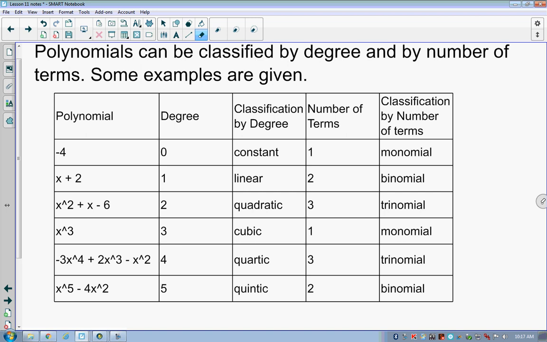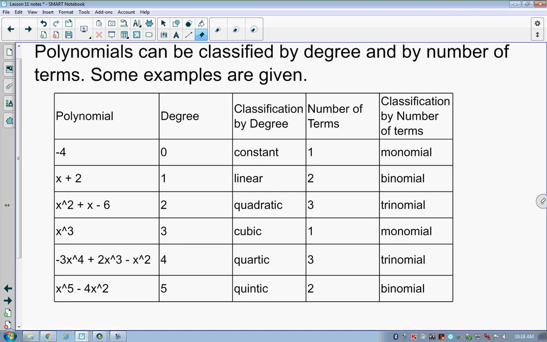Okay, here, the number of terms. How many terms are here? 2. So we're going to call it a binomial. Same way a bicycle has 2 wheels, it's a binomial. Not a two-nomial. Okay, a binomial.